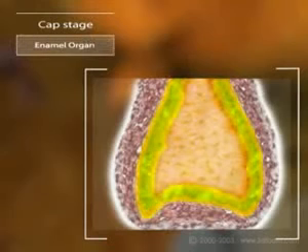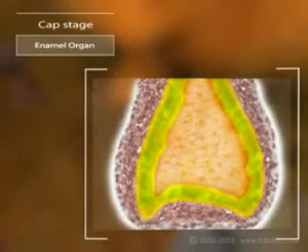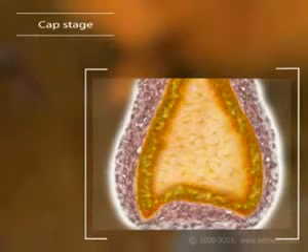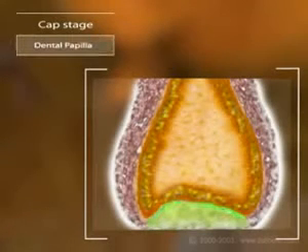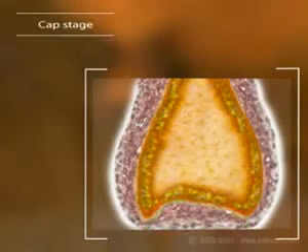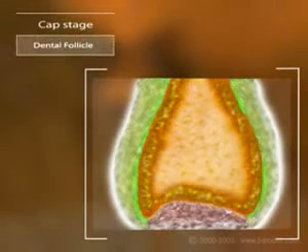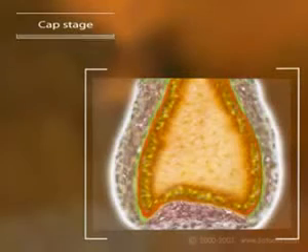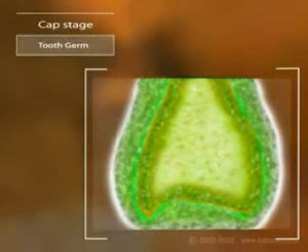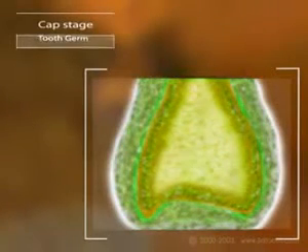The enamel organ is made of cells from the epithelial cap, and it will generate the enamel of the tooth. The condensed mesenchymal cells will form the dentin and the pulp, and they are called the dental papilla. The dental follicle will develop from the remaining condensed mesenchyme. And all of these cells together are known as the tooth germ.